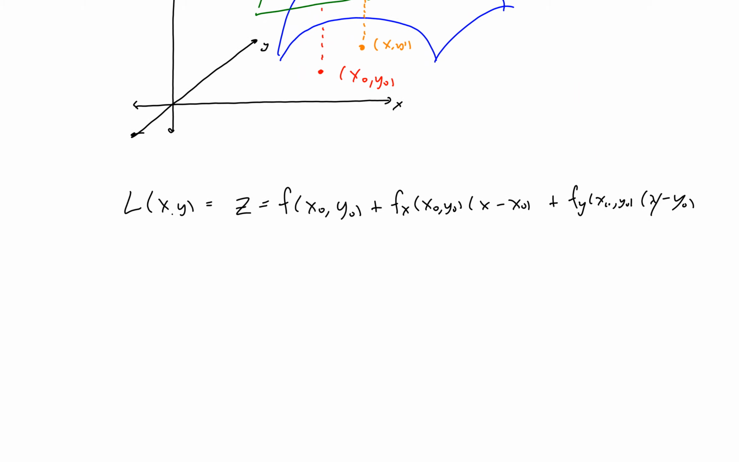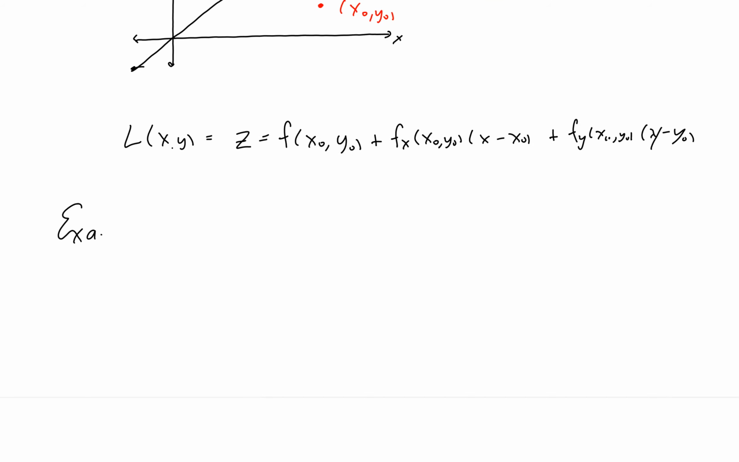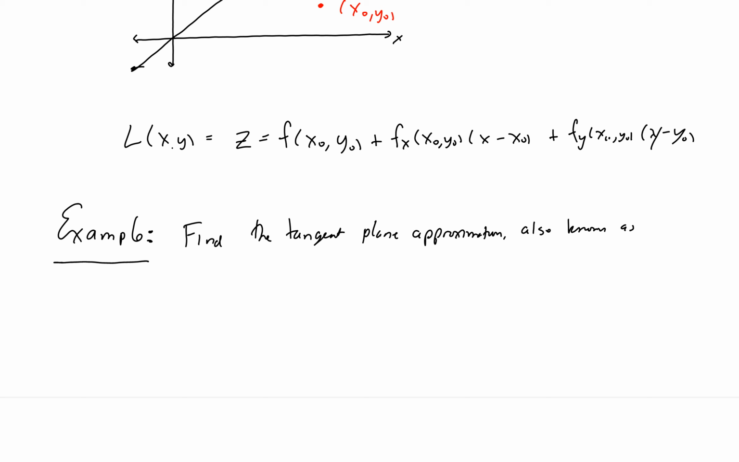So let's go ahead and try an example with this. Okay, so we want to find the tangent plane approximation, which we can also sometimes refer to as the local linearization, because it's turning a general function into something that looks like a plane, of the function f of x y equals x squared y at the point 3, 1.